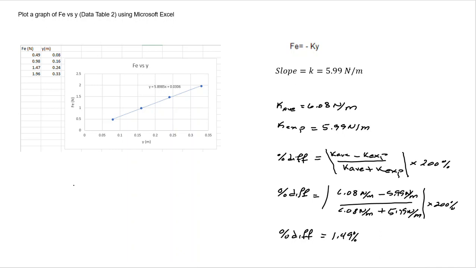The value of the slope I got in this case was 5.99 newtons per meter, and after that I have to compare the average value of the constant of the spring that I found in the previous slide versus the experimental value of the constant of the spring. To do it, I just decided to find the percentage of difference instead of using percentage of error. And what I determined is that the percentage of difference between these two values, 6.08 and 5.99, is approximately 1.49%.